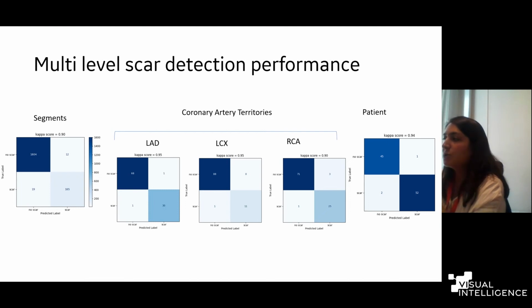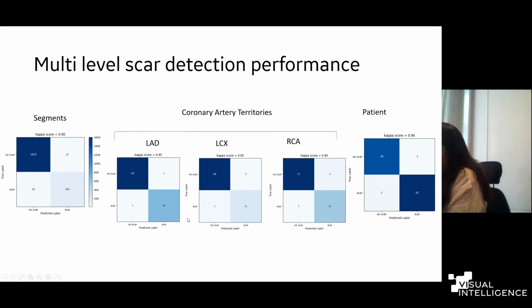And then we move forward to a bit higher level, which is the coronary artery territories. This time, each patient has each of these territories, so we have 3 different confusion matrices for the territories. And we see that the classification was successful, but we also see that no scar territories were much higher in number compared to the scar territories. And also, among the coronary artery territories, we see that, for example, left circumflex has the least amount of scar and therefore has the least amount of misclassified scar segments.